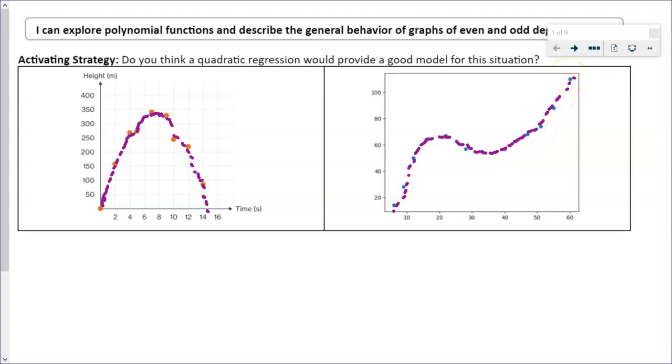So looking at both functions, I would say in this situation, yes, because this looks like a quadratic function, right? It looks like a parabola. And here I would say no, because it looks a little bit different, and we're going to talk about it further, because this looks more like a cubic function, okay? All right.